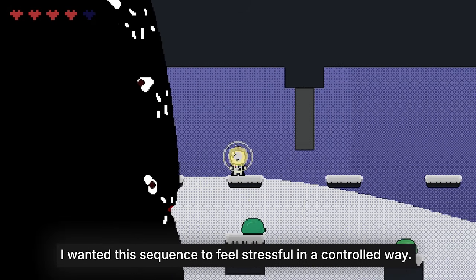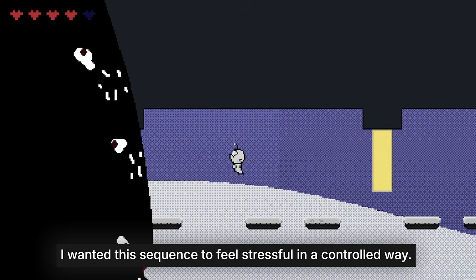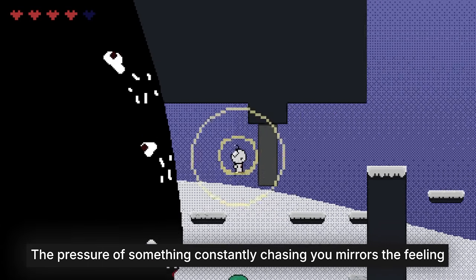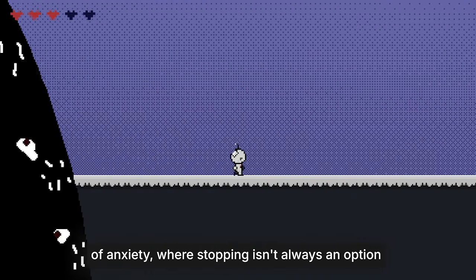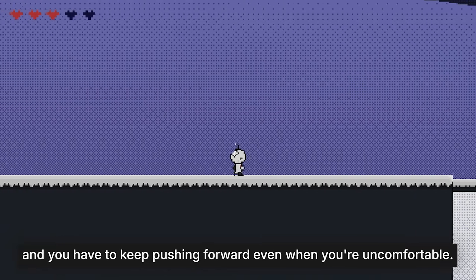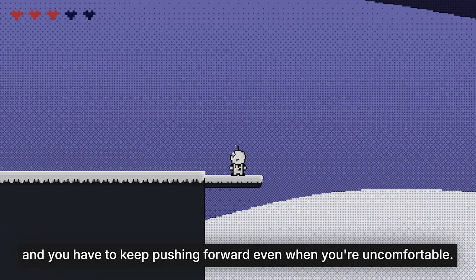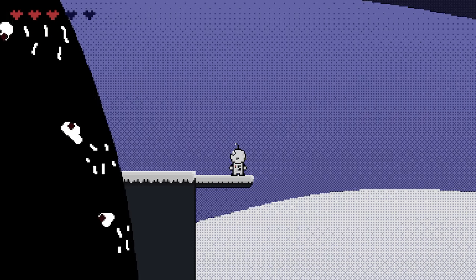I wanted this sequence to feel stressful in a controlled way. The pressure of something constantly chasing you mirrors the feeling of anxiety, where stopping isn't always an option and you have to keep pushing forward even when you're uncomfortable.